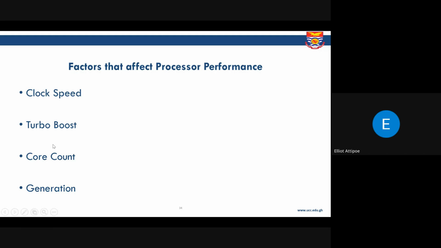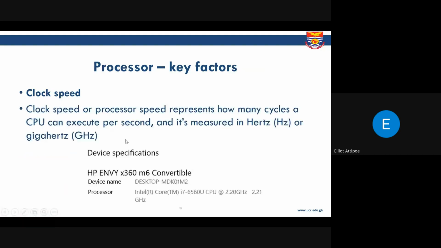All right, so let's quickly talk about the speed. Every processor comes with a speed. When you check the spec, it will come with a speed, 2 point something, 3 point something. That is how many cycles the CPU performs per second, and it affects how fast it processes. When you see something like 2.2 gigahertz, we are looking at about 2 billion cycles per second. So it's really fast.